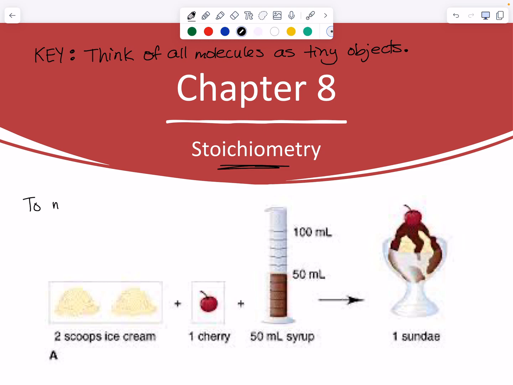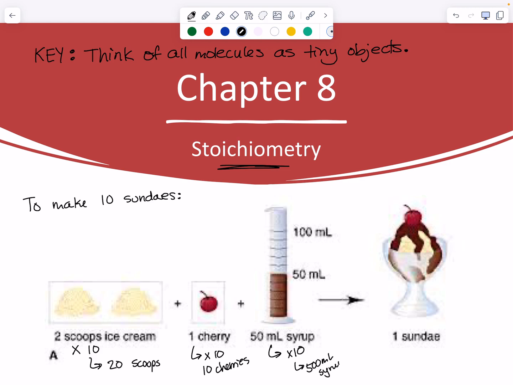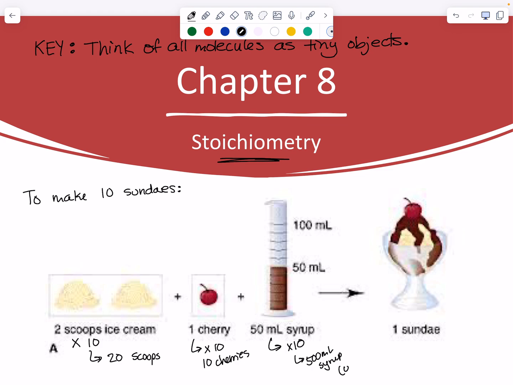So to make 10 sundaes, we'd need 2 scoops times 10, we'd need 20 scoops of ice cream. Times 10, we'd need 10 cherries. Times 10, we need 500 milliliters of syrup, or if we're being fancy, we'd say 0.5 liters. And that way, we would get 10 sundaes.